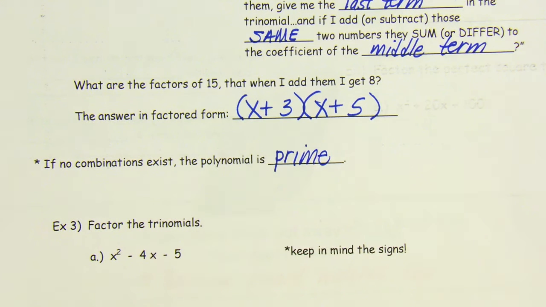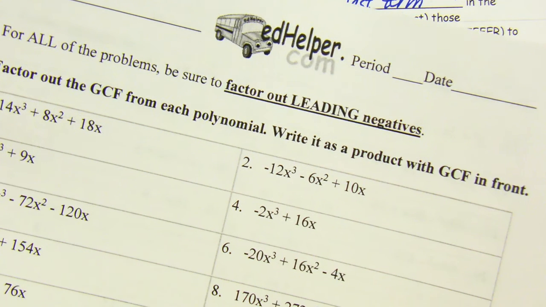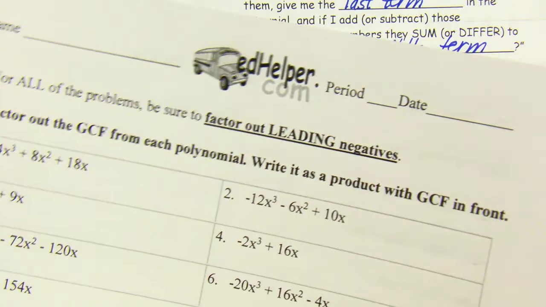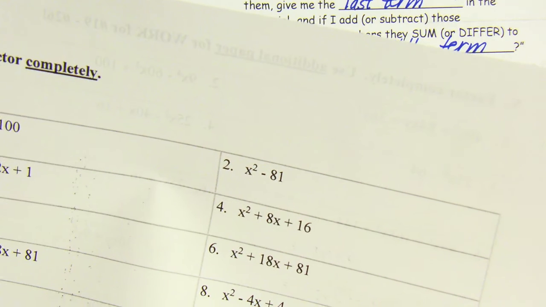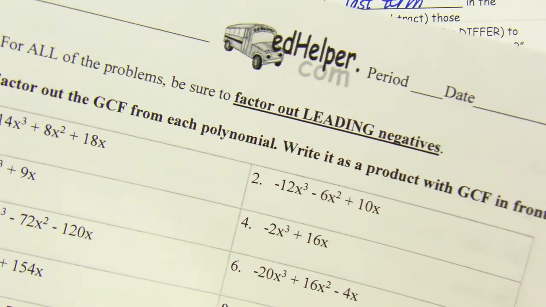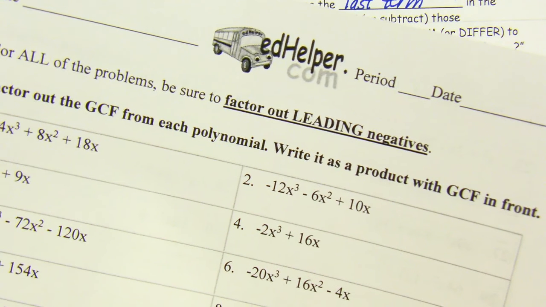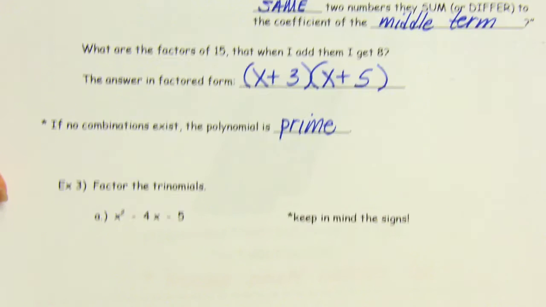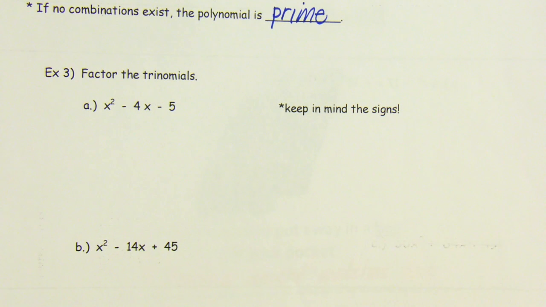I will tell you that on this factoring packet that I mentioned before, there are no primes. It says, you know, factor or tell that it's prime. But there are no primes, so please don't put prime on there. They all can be factored. Factor the trinomials. All right, you got to keep in mind the signs.